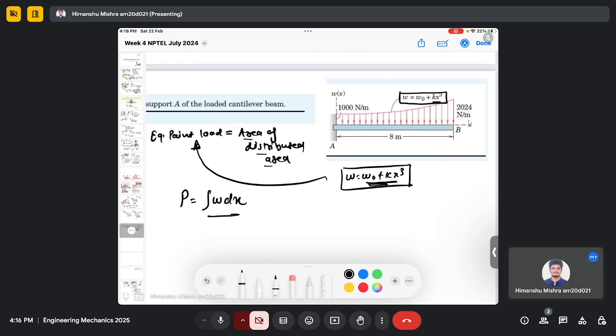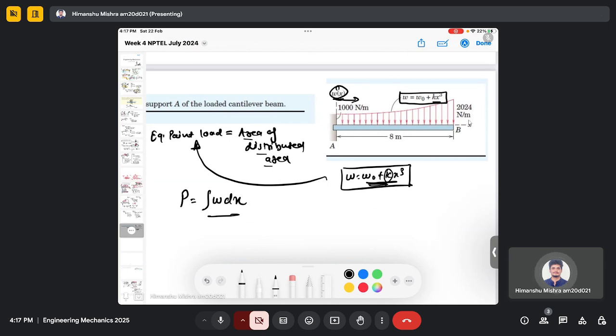So let's first find the value of k. What is W of x at point A? The axis is given as W of x. What does it mean? W of x means that this W is a function of x. So as you go from the left hand side to the right hand side, changing x, this W should change because it is a function of x.